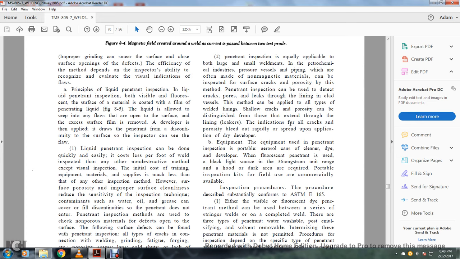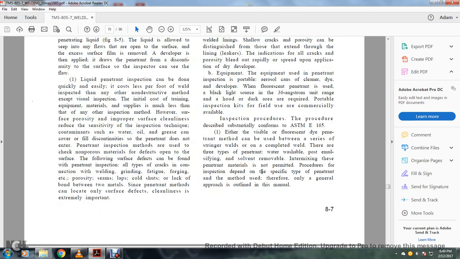The indications of all the cracks and porosity bleed out rapidly upon the application of the dry developer. Equipment used for penetrant inspection includes portable aerosol cans of cleaner, dye, and developer. Fluorescent penetrant is used with a black light source in the 3,650 angstrom unit range, and a darkened area requires portable inspection kits filled with commercially available materials.